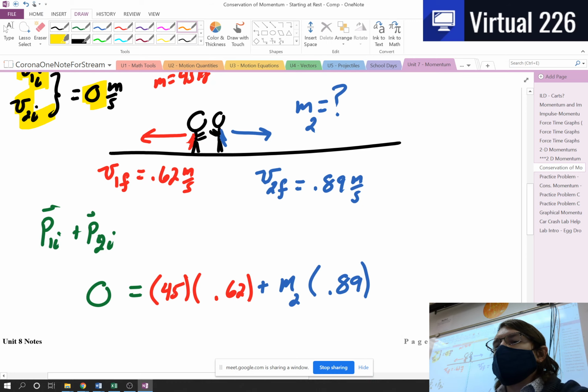And if we actually try to solve it just as it's set up right now, we would have to subtract the red numbers onto the left side and then divide by 0.89. But that would give us a negative mass. And you can't have a negative mass. We would immediately see that something is wrong in this problem, and that means that we're missing some negatives here.